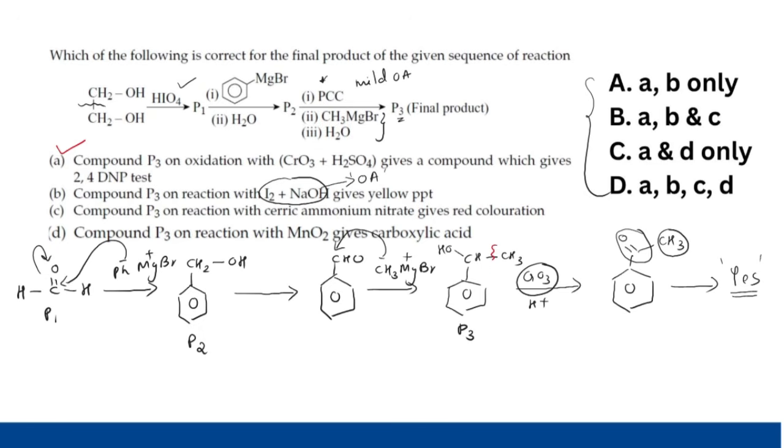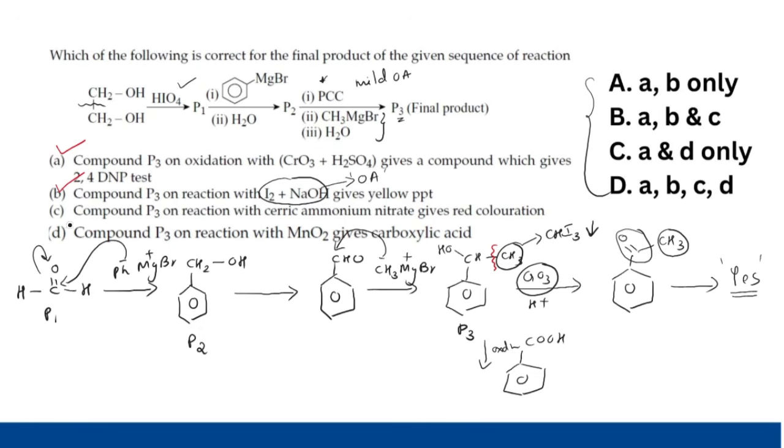How so? You see, the methyl will get cleaved here and this will undergo complete oxidation to form a carboxylic acid. So you are converting a secondary alcohol to carboxylic acid, which means this is oxidation. Therefore, this is an oxidizing reagent. And what happens to this? This will convert to iodoform. Iodoform is a yellow precipitate. Therefore, this statement also holds good for the compound P3.